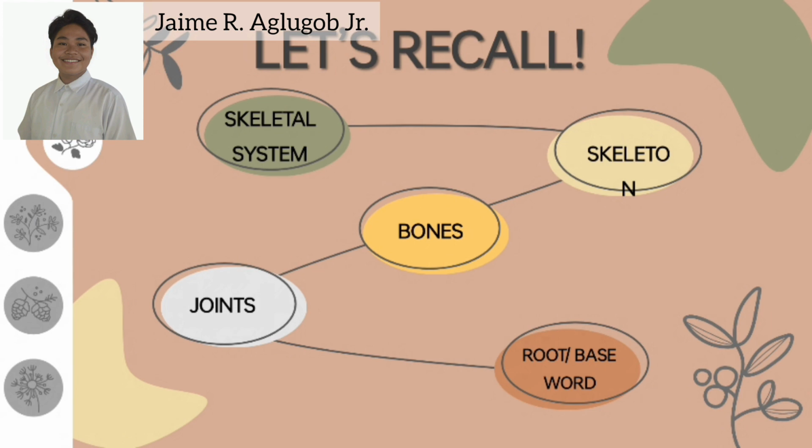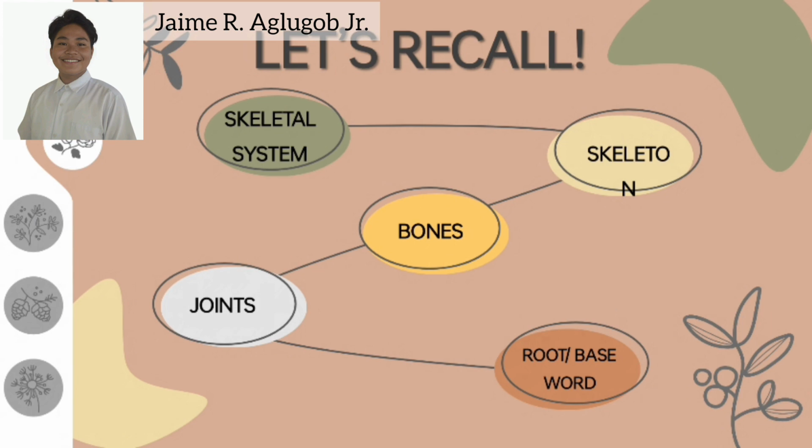Next on the list is the joints. A joint is the point of contact between two bones. Without them, movement would be impossible. And the root or base word for joints is arthro. A-R-T-H-R-O. Arthro.